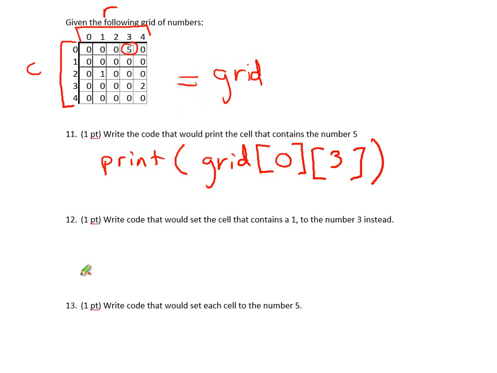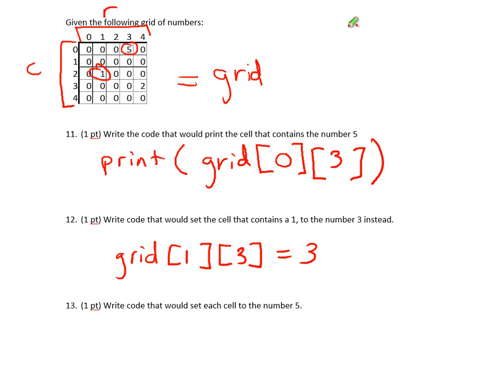Write code that would set the cell that contains a 1 to the number 3 instead. Okay, there's our 1. Row 1, column 3. Grid row 1, column 3 equal to 3.